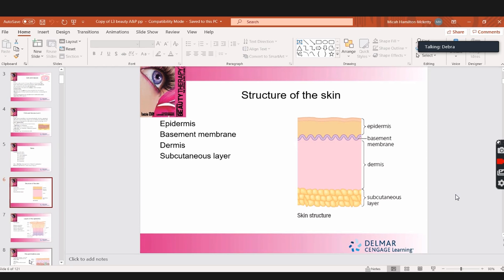Then you will have the dermis, which is also called the living layer. This is where all the appendages of the skin are found, everything that's alive: blood supply, nervous supply. Yes? And then you have the subcutaneous layer, which is also known as the fat layer. So 4 main structures of the skin: the epidermis, the basement membrane, the dermis, and the subcutaneous layer.